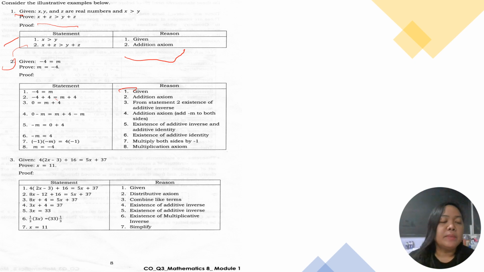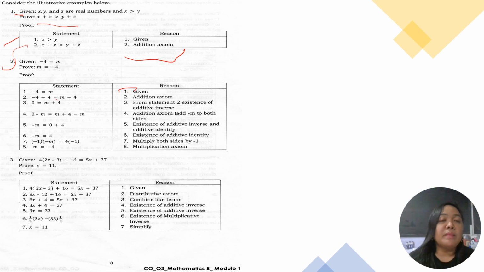Then, shall we make statement number 6? Simplifying our statement number 5, then we have negative m is equal to 4. Okay, where did we get negative m is equal to 4? From statement number 5, because 0 plus 4 is equal to 4. So reason of that is by the existence of additive identity. Remember, we have to add 0 plus 4. By additive identity, we added 0. The sum is 4. Negative m is equal to 4.